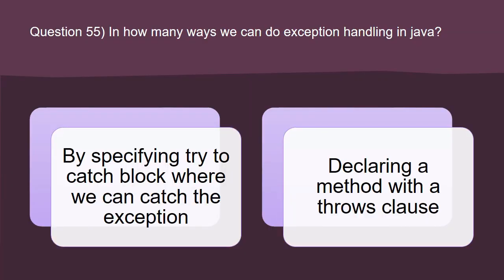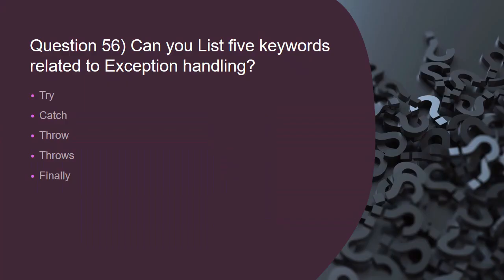Question 55. In how many ways can we do exception handling in Java? We can handle exceptions in either of two ways. 1. By specifying a try-catch block where we can catch the exception. 2. Declaring a method with a throws clause. Question 56. Can you list 5 keywords related to exception handling? 1. Try. 2. Catch. 3. Throw. 4. Throws. 5. Finally.